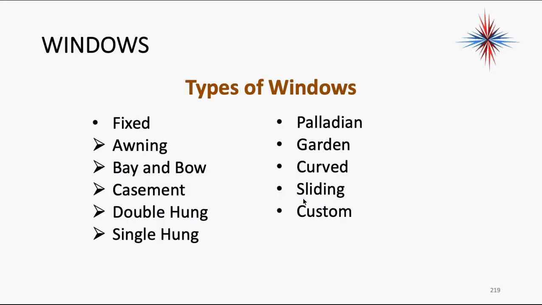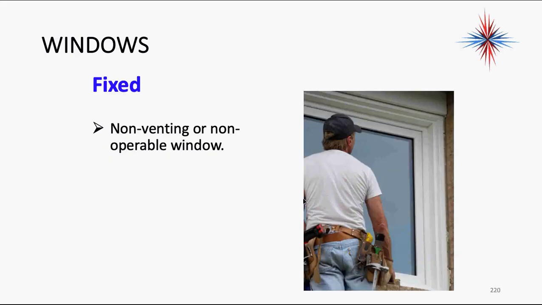Different types of windows. We have fixed windows, awning types, bay and bow, casement, double hung, single hung, and then there's Palladian, garden, curved, sliding, and custom. All of these are different types of windows. Fixed, you can't open it. You're seeing these a lot in hotels and office buildings and schools these days. They want it to look like you can open it, but you can't.